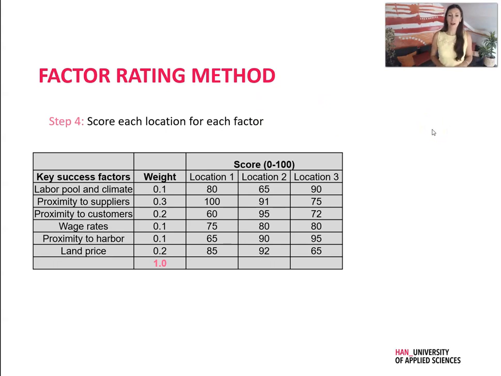So here are some of the scores as provided in the example. It looks like for this company, location 1 scores the highest as far as proximity to suppliers, so they must be located very close to the supplier, while location 2 scores highest on proximity to customers, and location 3 is really close to a port. So this is why they score the highest among all their scores on these factors.